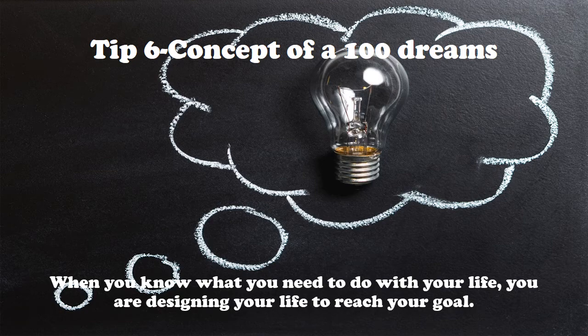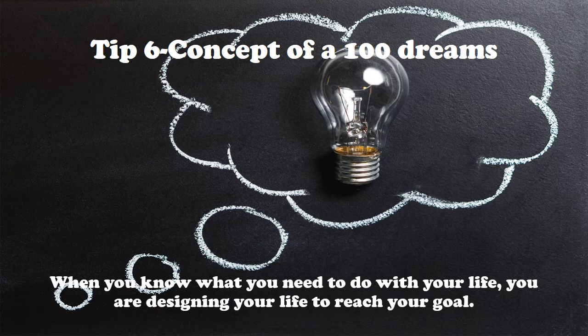And when you start categorizing or putting it onto paper, you will understand that some of it is going to happen and some of it is not going to happen recently. So when you know what you need to do with your life, you are designing your life to reach your goals. I've already done a video related to how you could design your own life. I'm going to link it in the description box or maybe put a link somewhere here. Please watch that as well. This is going to be an easy way.